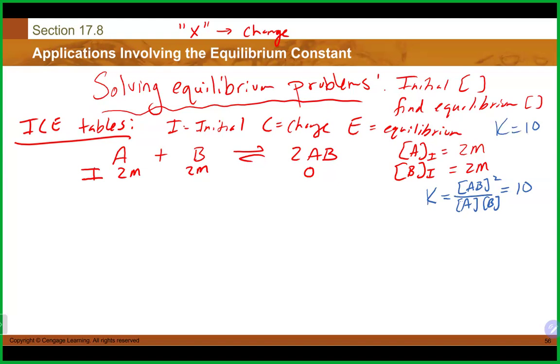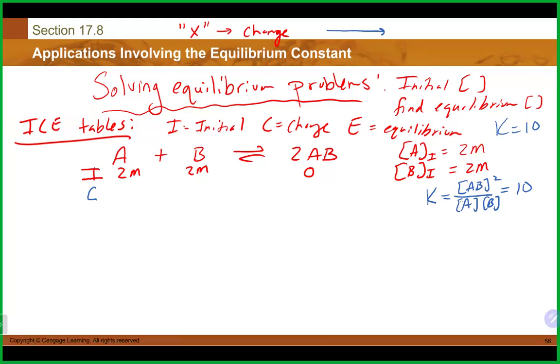So the change part's actually the really important part whenever you do an ICE table. The change part tells you how things are changing. And as I mentioned, we typically will use X for this. Now, because we have no products to begin with, the only option for this reaction is it needs to head towards the product side. It can't go the other way. So its only option at this point is to head towards the product side.